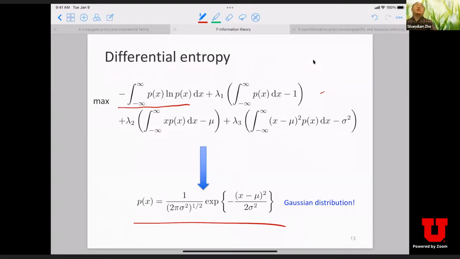Again, I highly suggest you try to do this by yourself, to practice and also deeply understand this definition of entropy and differential entropy.